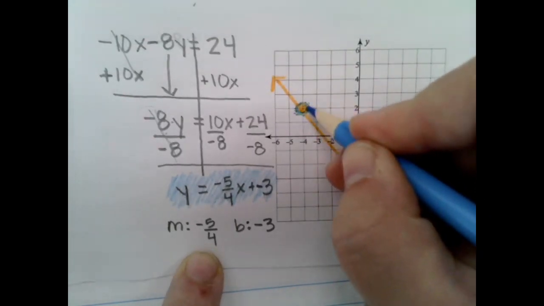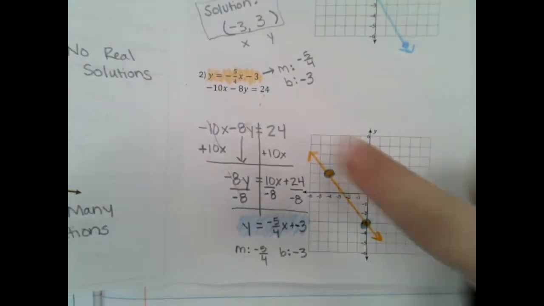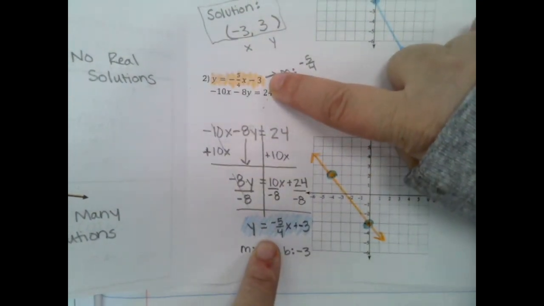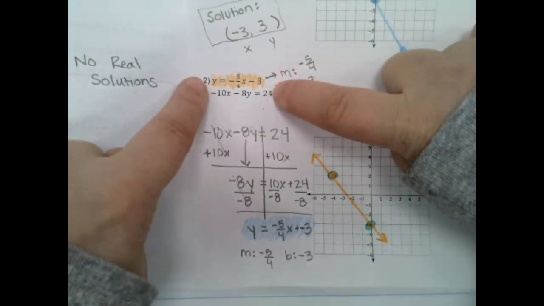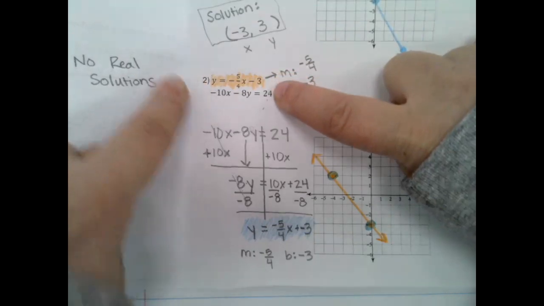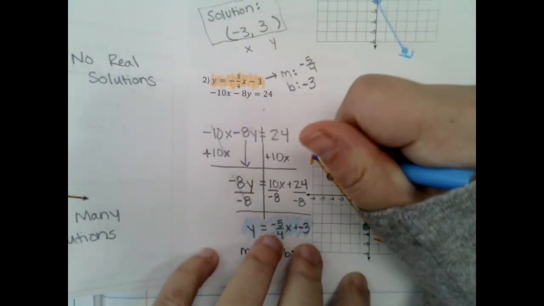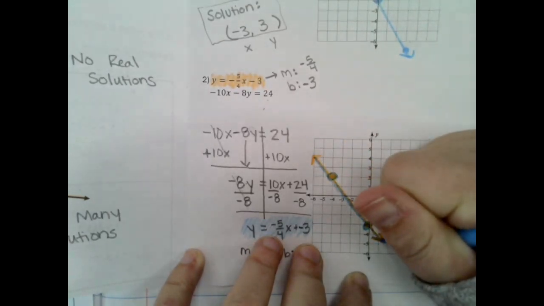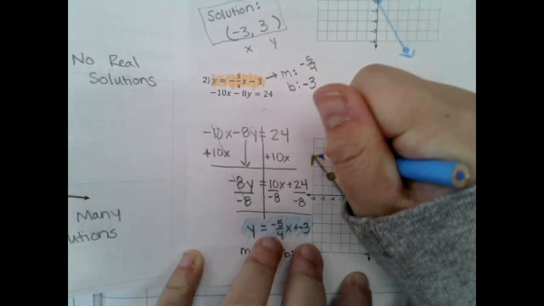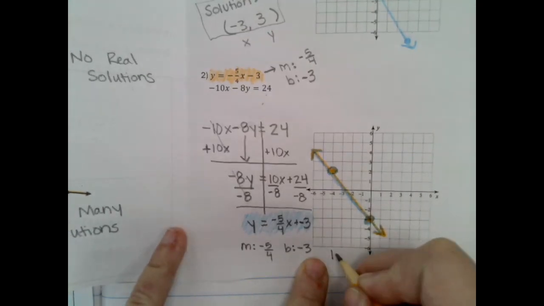Should that happen? Look back at our original problem. Are these two the same thing? Yeah. Could we tell right away that these were going to end up being the same? No, but once we solved it, did we get the same answer? Yeah. So they're really the same line. And if they're really the same line, how many answers do they have in common? Infinite. All the answers. So this one is infinitely many solutions.